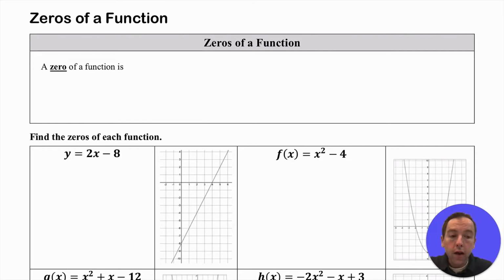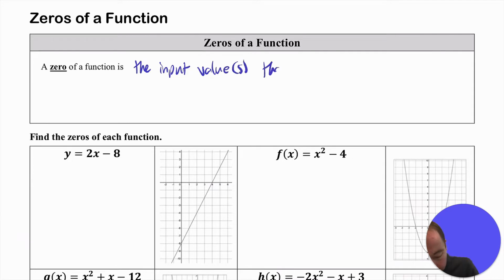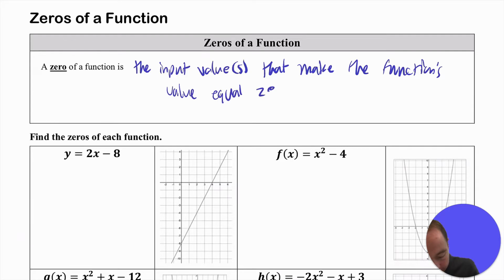Here I want to establish what a zero of a function is, as well as how we can determine a zero of a function. A zero of a function is the input value or values that make the function's value equal 0. Really breaking that apart, a zero of a function is exactly what you're able to plug into the function to make the output equal the number 0.